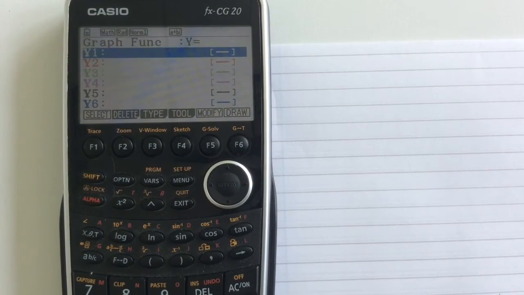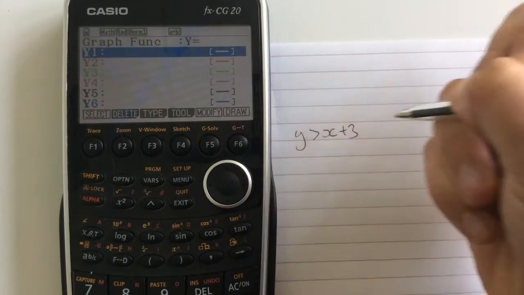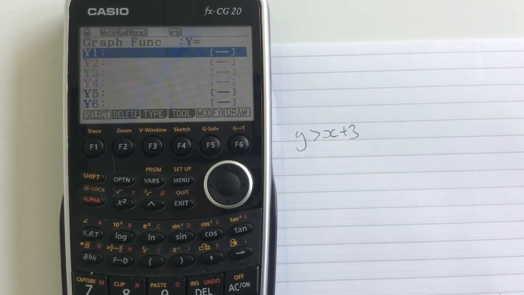A viewer has asked how to deal with inequalities on the graphical calculator. Now, it can't deal with them strictly algebraically, but what it can do is represent them graphically, which can be very, very helpful depending on what we're trying to achieve. So imagining that we had something like y is greater than x plus 3.